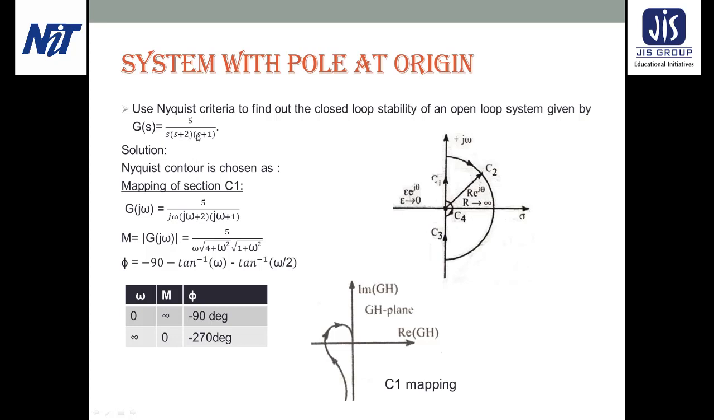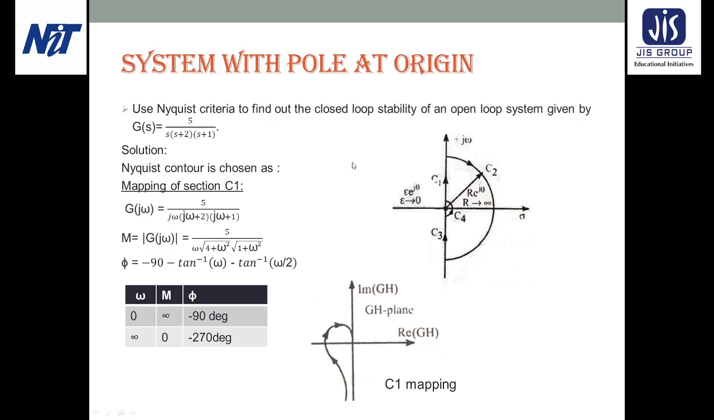For this type of transfer function, we need to choose a contour with a C4 section which goes around the origin. C1 is the same, with omega varying from 0 to infinity. C2 is the infinite radius semicircular arc, with theta varying from plus 90 to minus 90. For C3, omega varies from minus infinity to 0, and C4 is a very small semicircular arc with radius epsilon tending to 0.